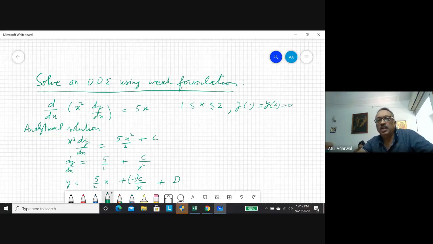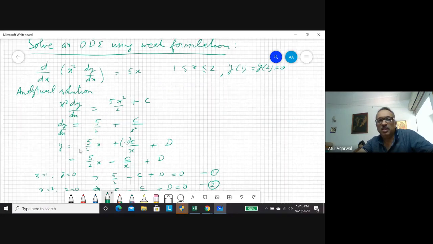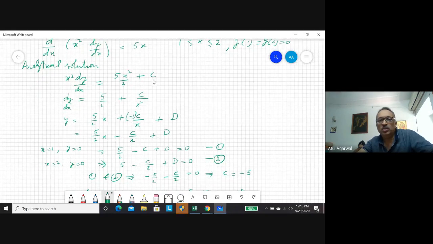So simple integration gives you this equation. Second integration gives you, so this equation can be written like this. Again, integrating gives you this equation. So you see, we have got two unknowns, C and D, which you will find using boundary conditions. Our boundary conditions are: at x is equal to 1, y is equal to 0, and at x is equal to 2, y is equal to 0. So you get two equations, you substitute x is equal to 1 and x is equal to 2. So you get the values of C and D.